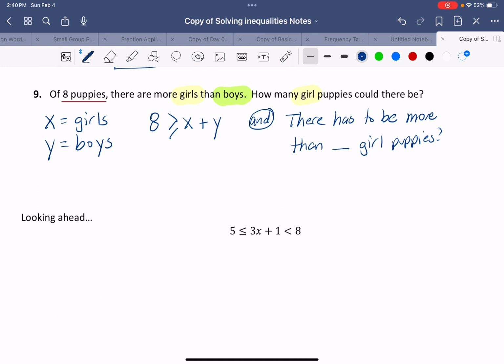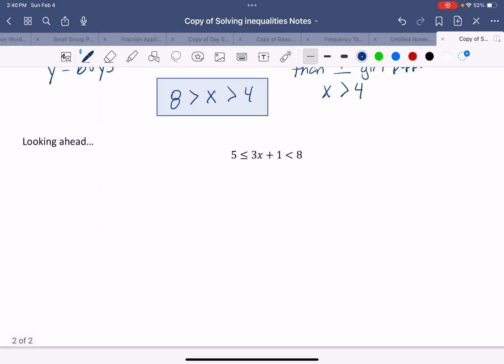But X has to be greater than 4, right? In order to have more girl puppies than boy puppies. So I'm looking at this and I'm going, okay, well, I have 8 puppies, which has to be greater than the number of girl puppies, which has to be greater than 4. So this right here would be how I would write this inequality, is that 8 puppies is greater than girl puppies, which is greater than 4. All right. That's a very simple talk through of that. We will get more practice in the homework assignment.